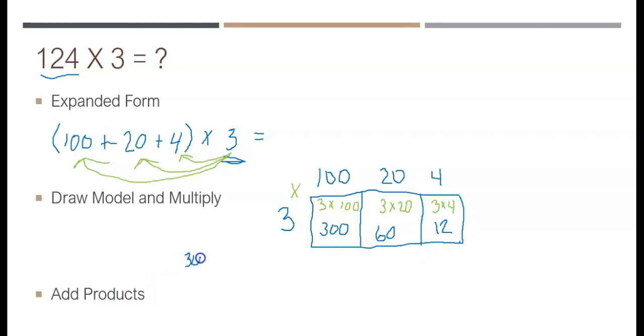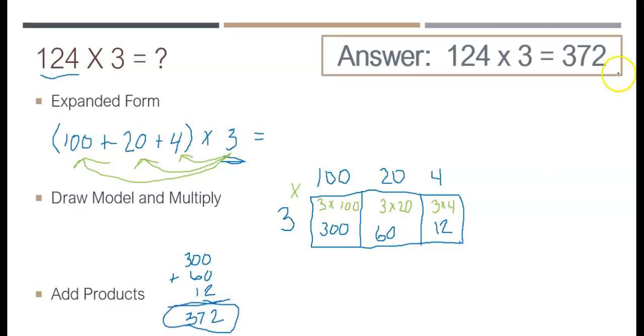So all the answers that I got in my boxes is what I'm going to add here. So 300 plus 60 plus 12. So when I add that up, I get a 2, 7, 3. So my answer is 372. Right there, 372. So see how I did pretty much exactly what I did yesterday in the partial products method, but it's a little easier to see using this form, using the area model method.